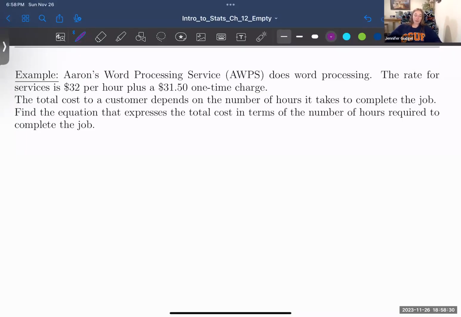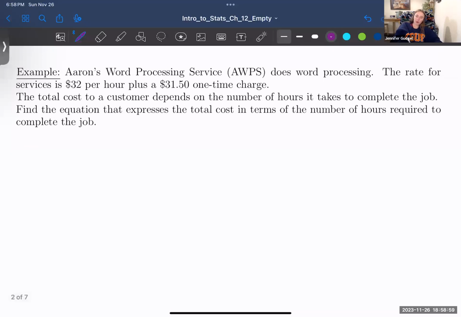So Aaron's word processing service does word processing. The rate for services is $32 per hour plus a $31.50 one-time charge. The total cost to a customer depends on the number of hours it takes to complete the job. Find the equation that expresses the total cost in terms of the number of hours required to complete the job.